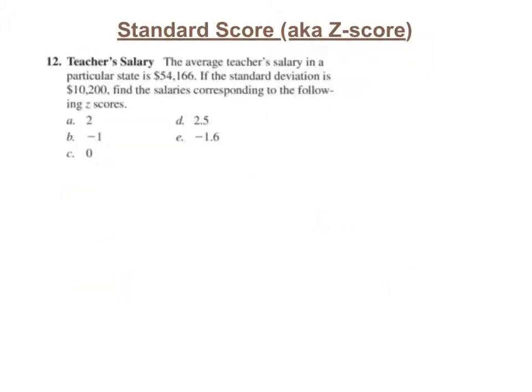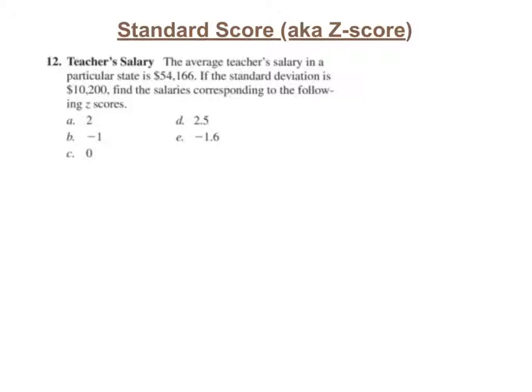Okay, now we are going to look at an example from your book, number 12. The average teacher salary in a particular state is $54,166. If the standard deviation is $10,200, find the salaries corresponding to the following z-scores. I am going to do A and B for you, and I am going to ask you to do C, D, and E.